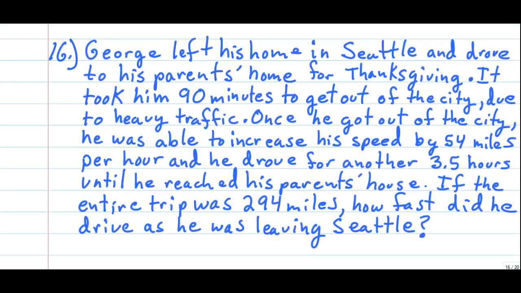In question number 16, we're told in the instructions to use a table to solve the problem. Let's read the problem. Number 16 reads, George left his home in Seattle and drove to his parents' home for Thanksgiving. It took him 90 minutes to get out of the city due to heavy traffic. Once he got out of the city, he was able to increase his speed by 54 miles per hour, and he drove for another 3.5 hours until he reached his parents' house. If the entire trip was 294 miles, how fast did he drive as he was leaving Seattle?